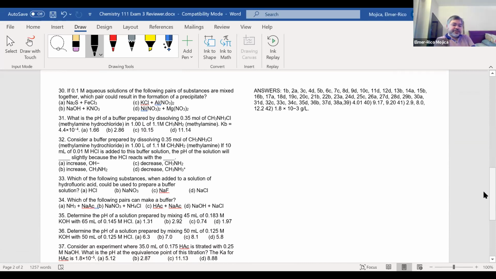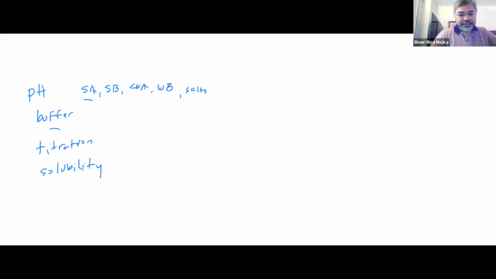So what is the pH of a solution prepared by dissolving 0.35 moles of CH3NH3Cl in 1 liter of 1.1 molar CH3NH2? So what do you need to know here? What's the formula that you need to know to answer this? Because if you don't know that formula, then you will not be able to answer this question. So you need to use the Henderson-Hasselbalch equation. So pH is just equal to pKa plus log of the base over the acid.